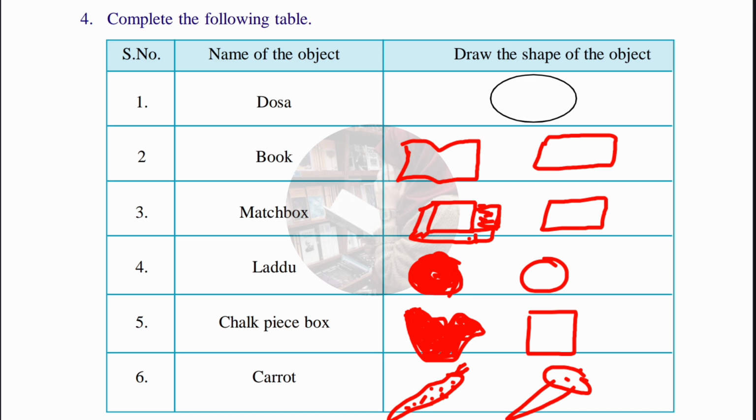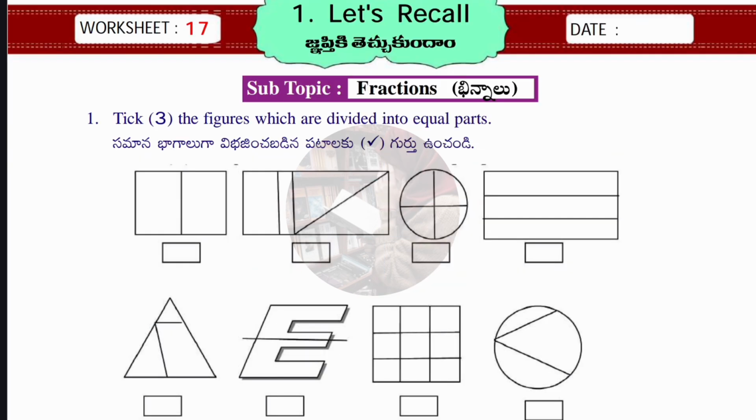Then laddu shape also you have to draw. Then chalk piece shape also you have to draw. Sorry, chalk piece box shape you have to draw. Then carrot shape also you have to draw.